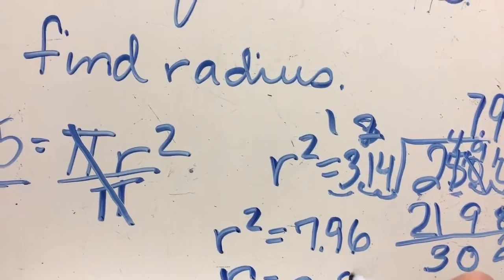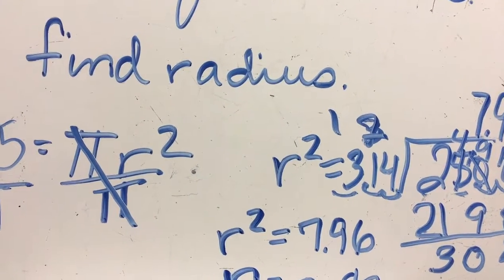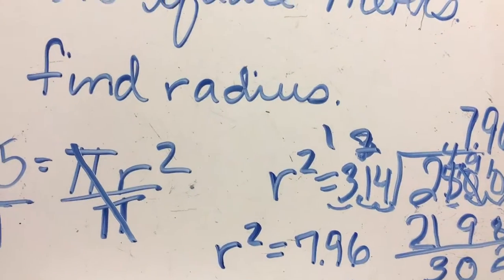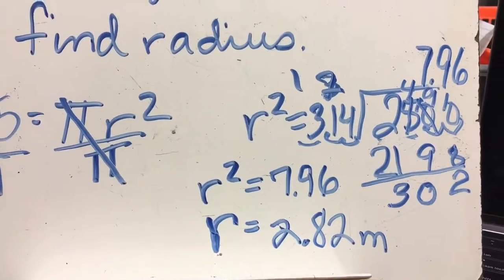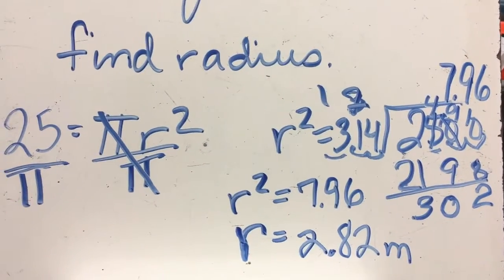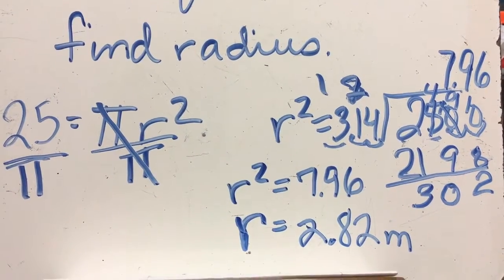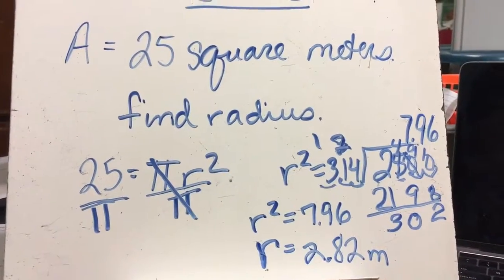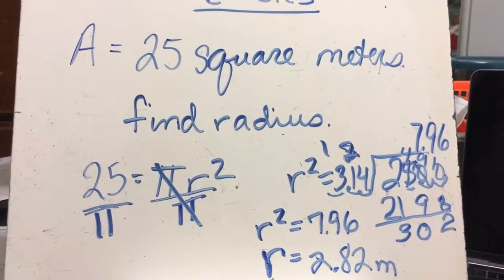So 2.82 centimeters. No, meters. Excuse me. Units are in meters on this one. Meters is our answer. And we did that on a calculator. You don't have to do that any other way. You're allowed to use a calculator to find a square root. Okay? And that is the problem.